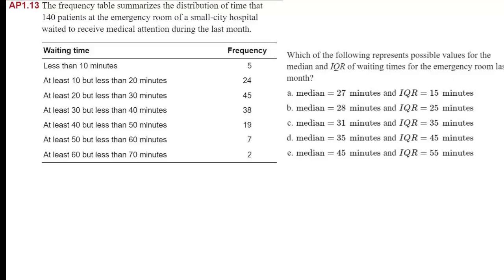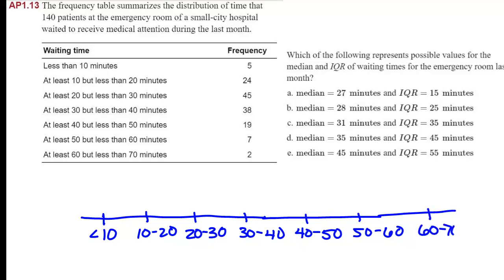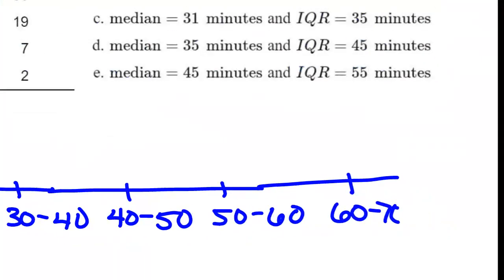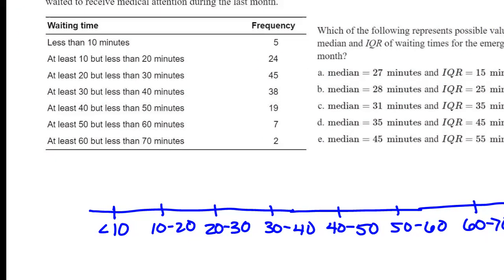we have our frequency. So basically what this is showing me is if this is less than 10, and then 10 to 20, this isn't the perfect way to make a dot plot, but I want to illustrate what's going on here. 20 to 30, 30 to 40, 40 to 50, 50 to 60, and then 60 to 70. All right, so my frequency table tells me where my dots are going to go.